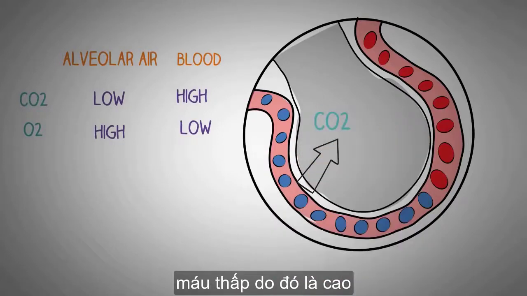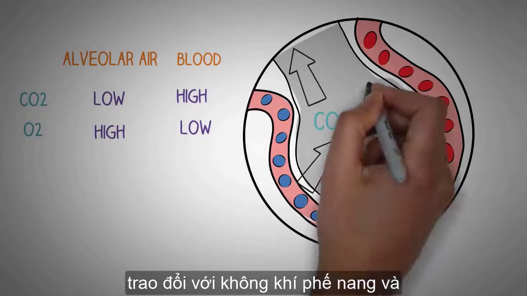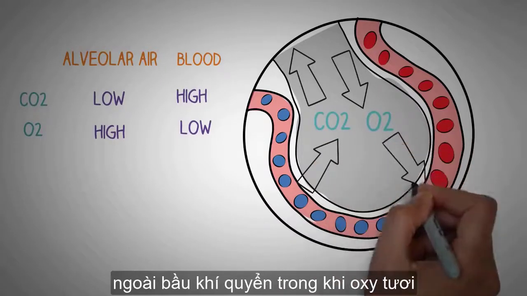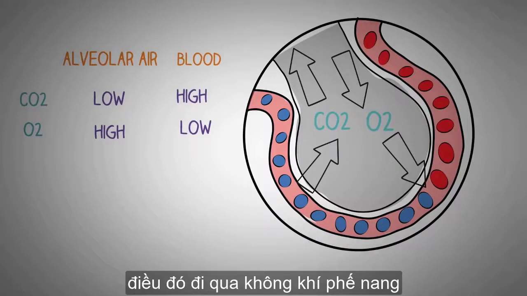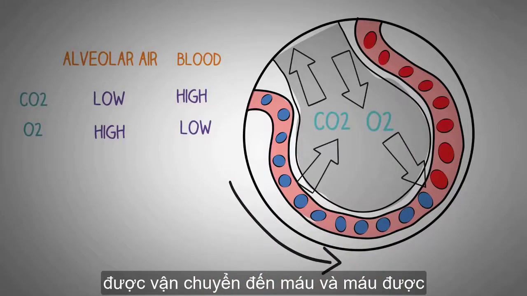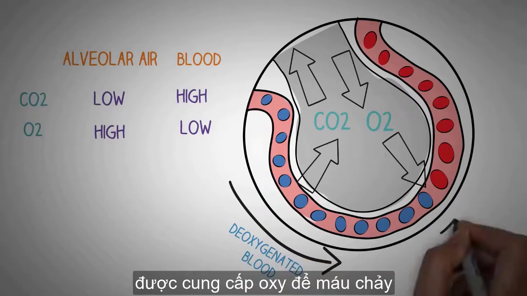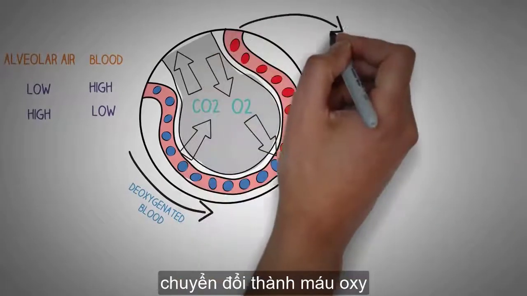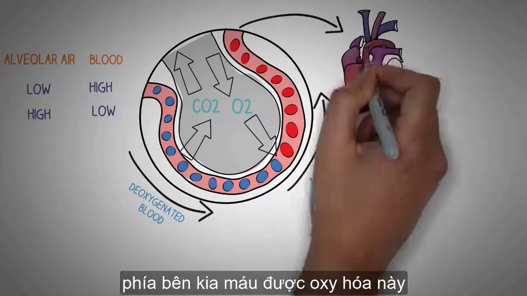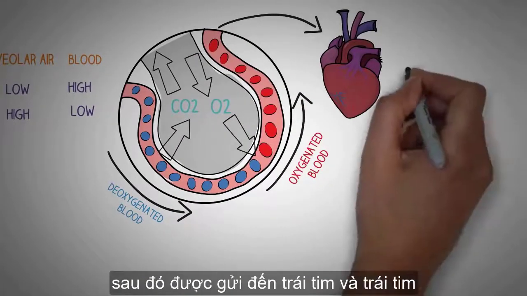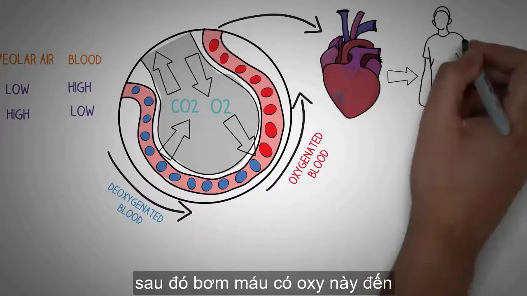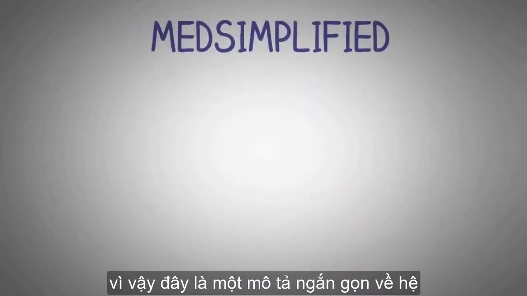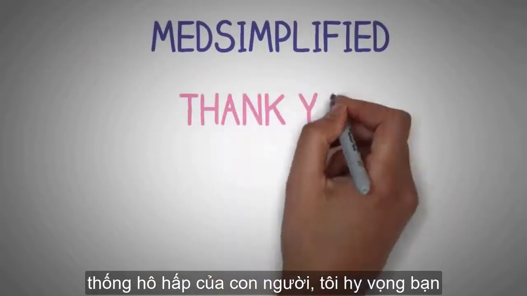Due to this, the high concentration of carbon dioxide is exchanged with the alveolar air and the carbon dioxide is released outside into the atmosphere, whereas the fresh oxygen that is coming through the alveolar air is transported to the blood and the blood is made oxygenated. So the blood coming on one side of the capillary, which is deoxygenated blood, is converted into oxygenated blood on the other side. This oxygenated blood is then sent to the heart, and the heart then pumps this oxygenated blood to the whole of the body, which is then utilized. So this was a brief description of the human respiratory system.